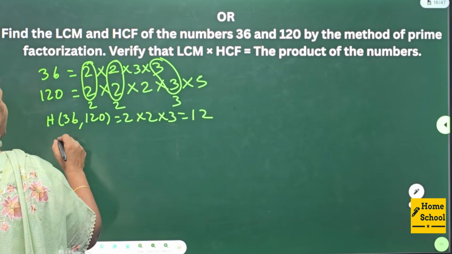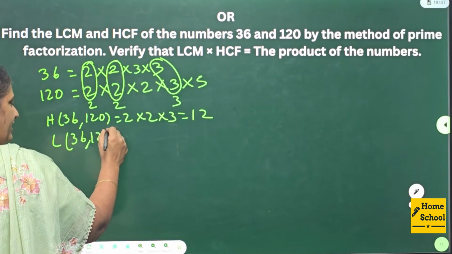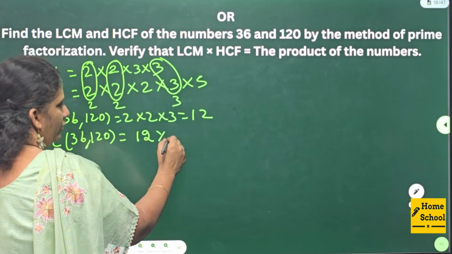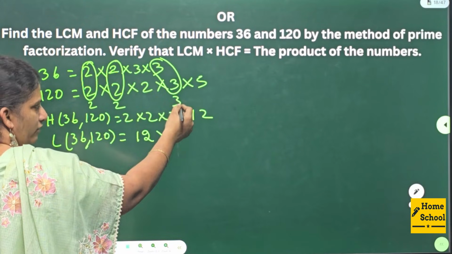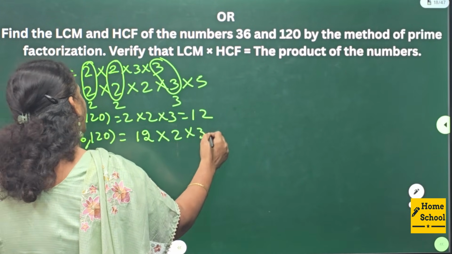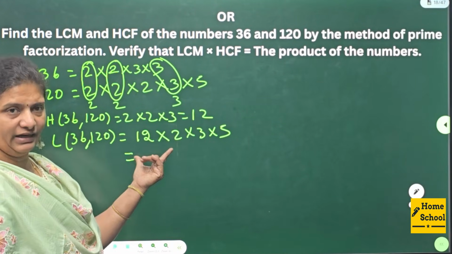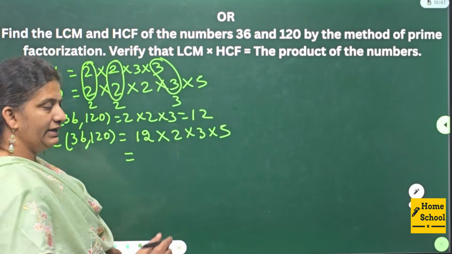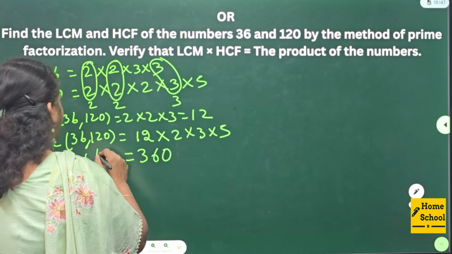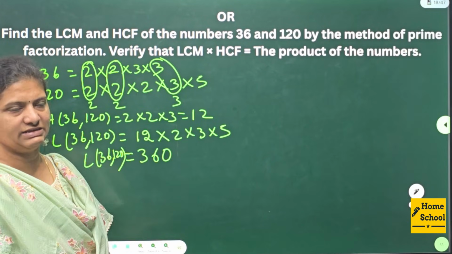Then we need to find LCM also. LCM of 36, 120 is equal to, let me write 12, that is 2 into 2 into 3. Then what all is left? Multiply those: 2 into 3 into 5. 12 3s are 36. 5 2s are 10. 36 10s are 360. Therefore, LCM of 36 and 120 will be 360.